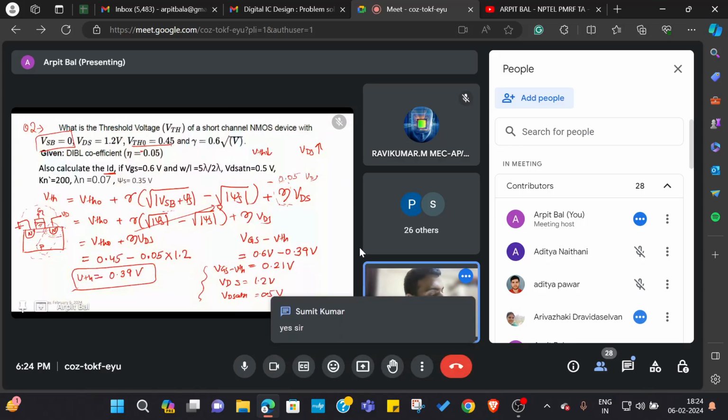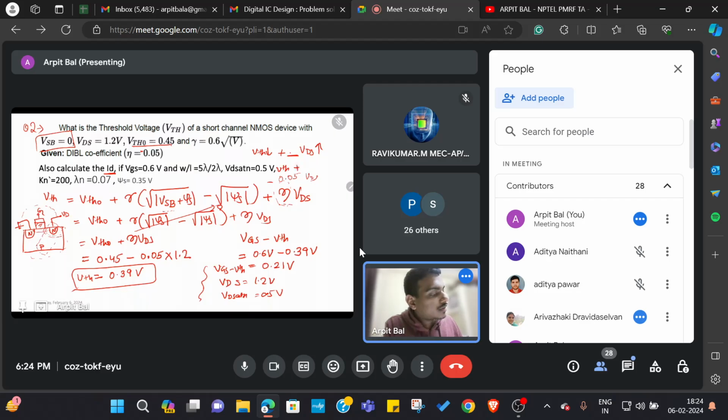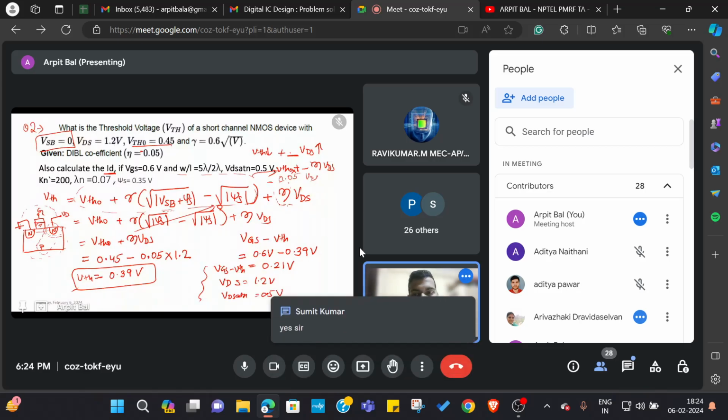Correct? So what I can say is that either the extra term is negative, or I can say that I have some VTH naught X, let me call this complete term VTH naught X, minus eta VDS, where eta I take as a positive quantity. Does that answer the query?